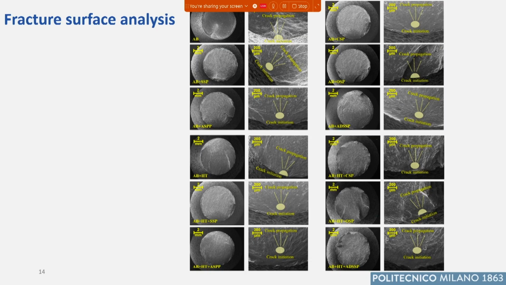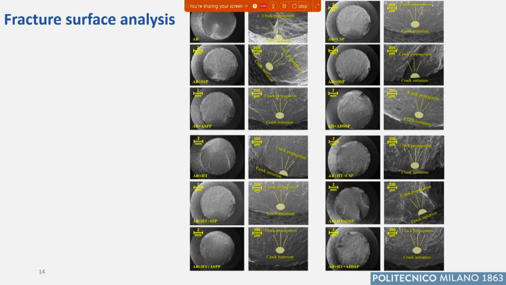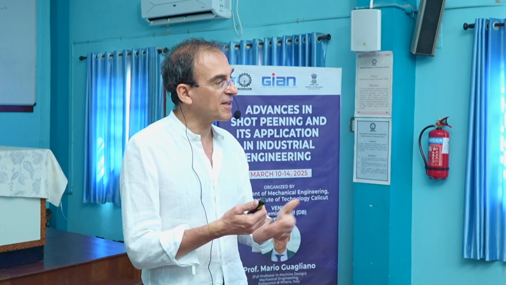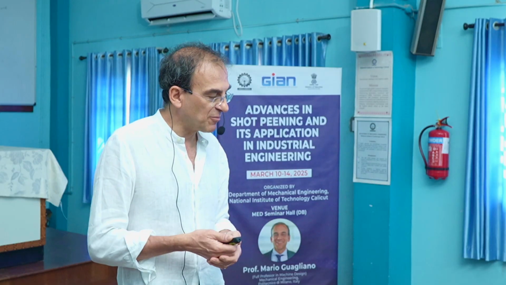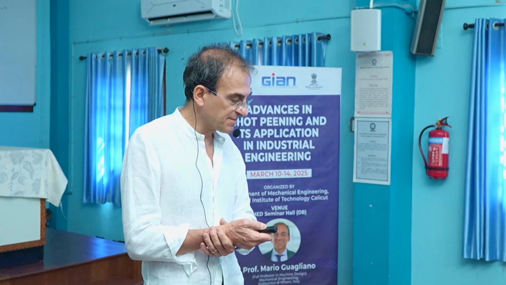In particular, what can we say? In the as-built condition and the over-peened sample, the fatigue crack starts from the free surface. So the improvement that we have obtained on the surface is not able to prevent crack initiation. In the other cases, that is conventional shot peening, severe shot peening, and the gradient shot peening treatments, we are able to shift the crack initiation point from the surface to an inner point. This is what makes this treatment more effective than the others.